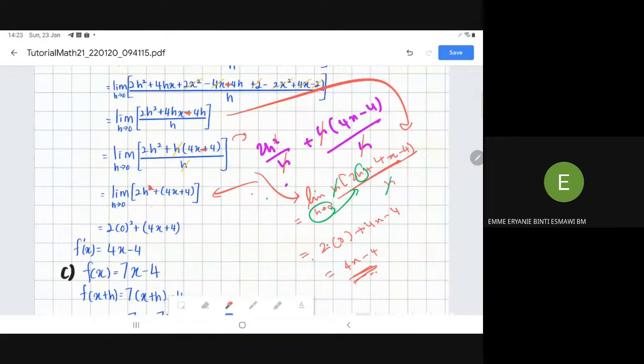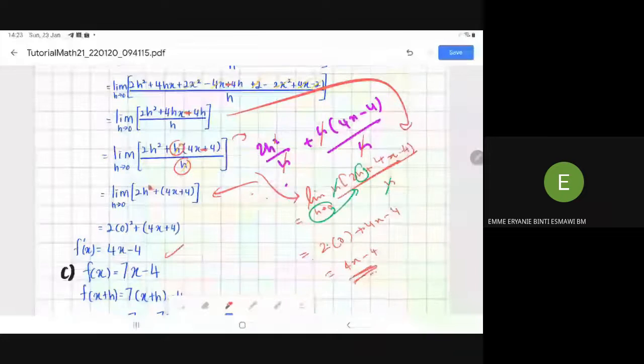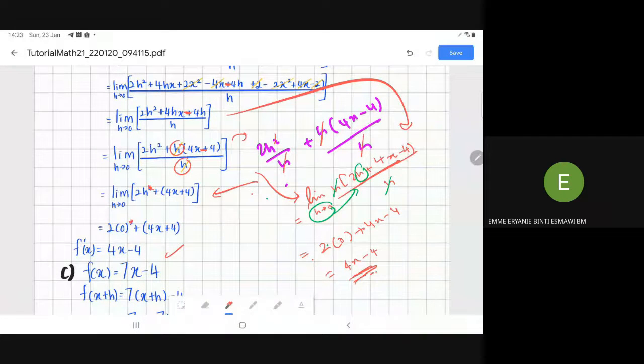Okay. So di sini walaupun dia cancel h, konsep cancel h ni salah. Tapi kebetulan dia dapat jawapan yang betul. Sepatutnya yang dekat sini tak ada square.